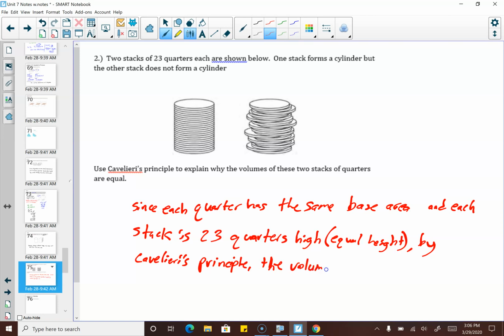All right, so that's really what we're going after in our Cavalieri's principle piece, is just that when you have equal base areas or equal cross-section areas and you have equal heights, then the volumes of whatever our shapes are, a lot of the times prisms and cylinders, those two volumes have to be equal.